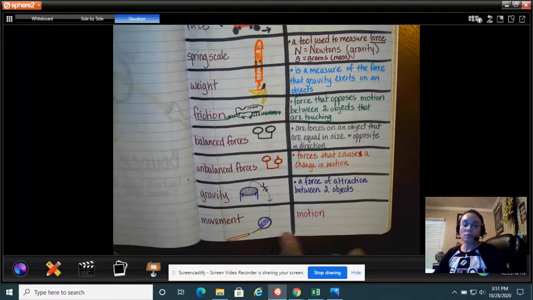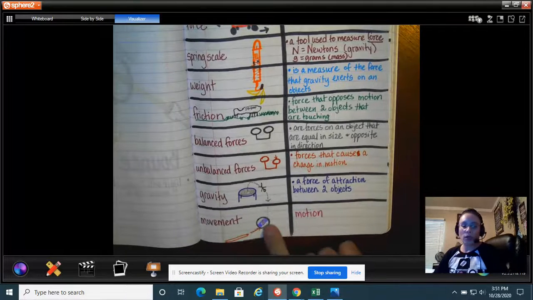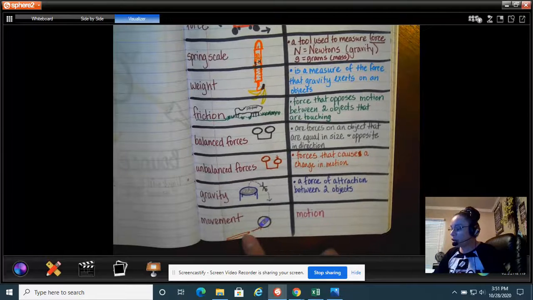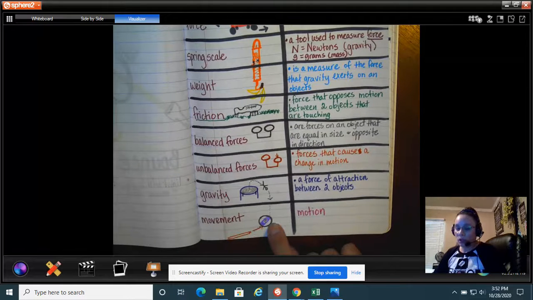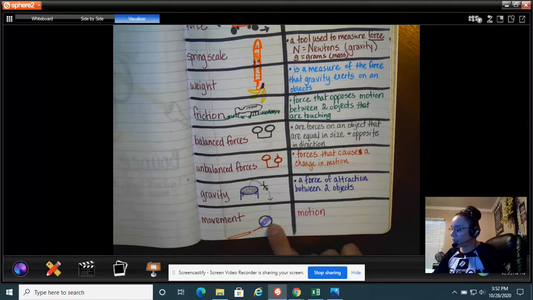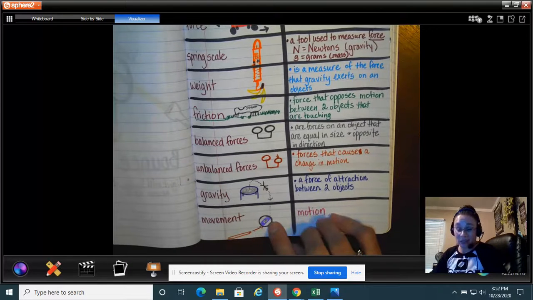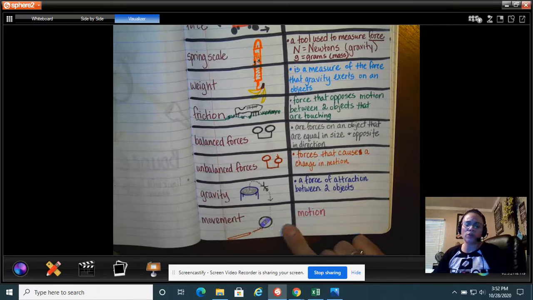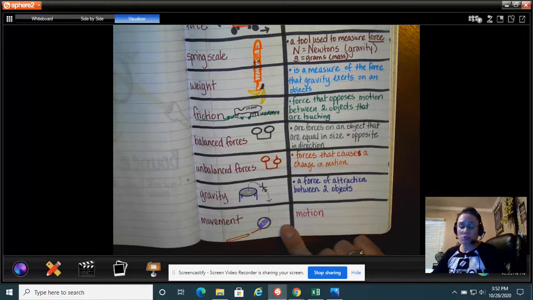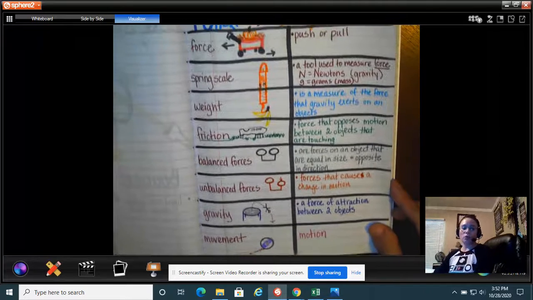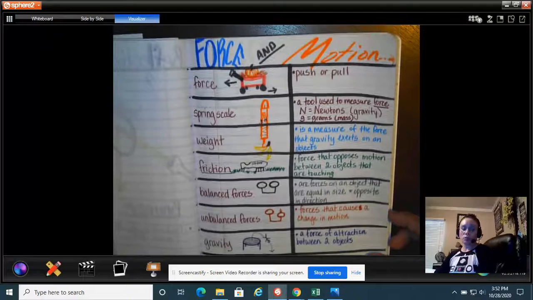Movement is motion. So I drew like when you're playing pool, when you have to really plan out how you're going to hit that ball on the pool table. And it depends on where you hit it, it has a different angle on where it's going to go. Okay, so that is an example of movement, but you can draw yourself dancing. That's also an example of movement. So these are all of the vocabulary words for this week on force and motion.